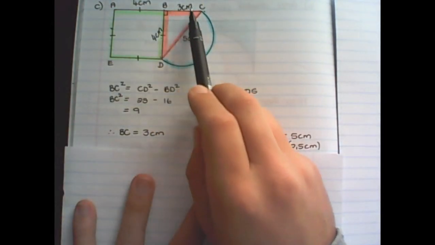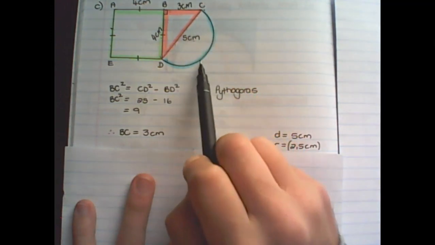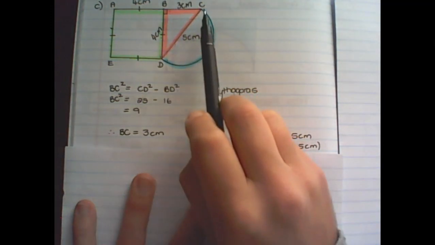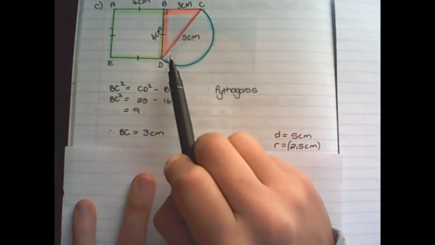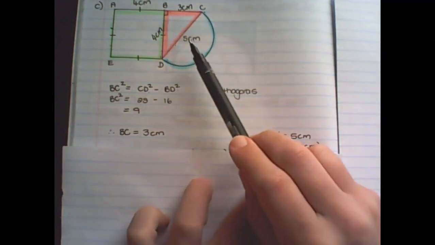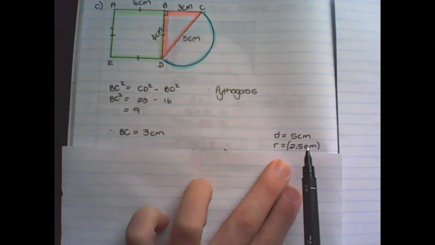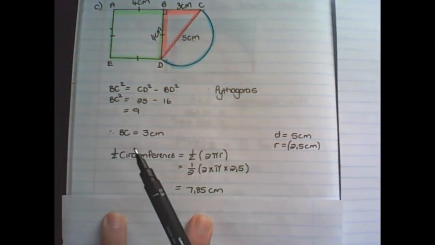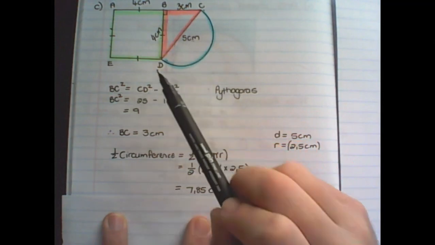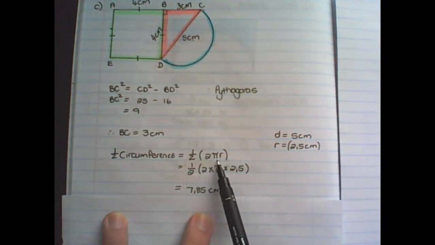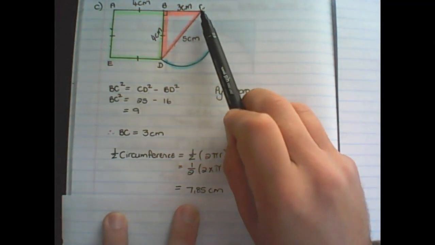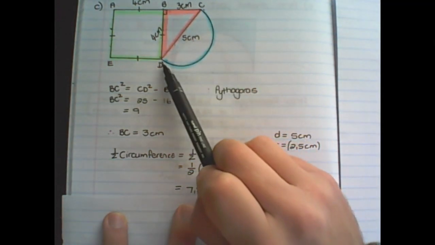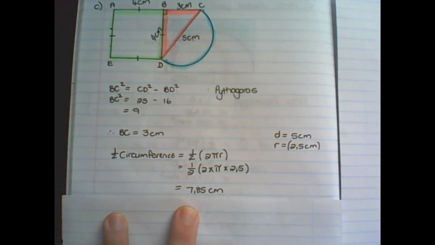Now that I have the length of BC, I can find half of the circumference of the circle. So remember, when we work with circumference, we can either use the diameter or the radius. And the radius of the circle would be half of 5, which is 2.5 centimeters. So half the circumference of a full circle would be half times 2 times pi times radius. And when I enter all these values into the calculator, I get that the distance from point C around the arc to D would be 7.85 centimeters.